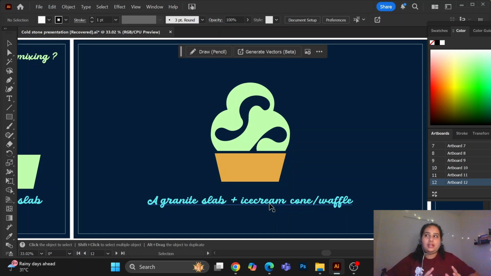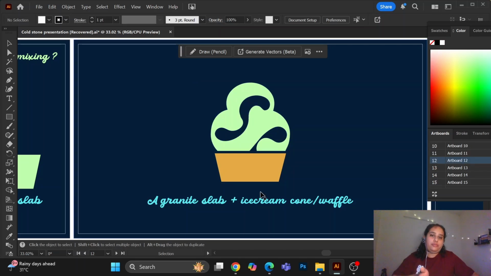Okay, and also it is depicting an ice cream cone or waffle. So it is giving that dual purpose of symbolizing the very important feature of the 16 degrees cold granite slab, which Cold Stone Creamery was, I think, one of the first brands to launch this idea. Okay, and then an ice cream scoop on top of it. To me, it was resonating very much.